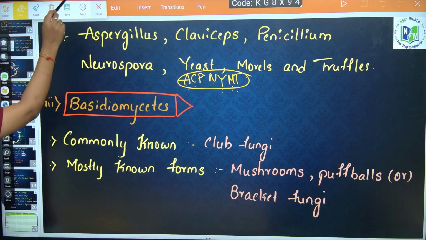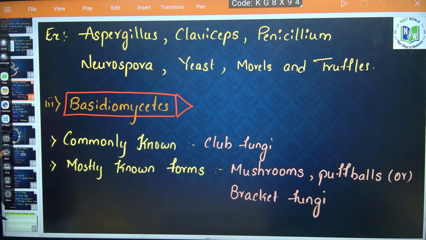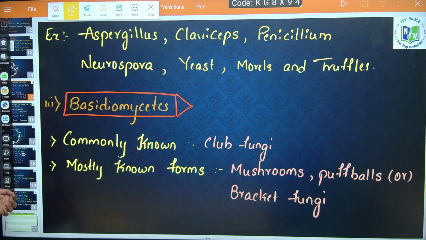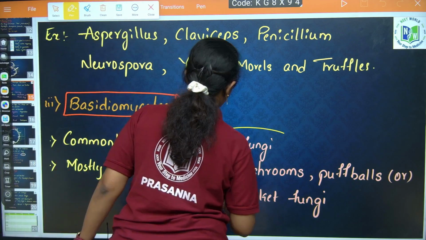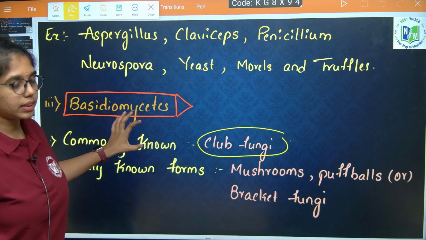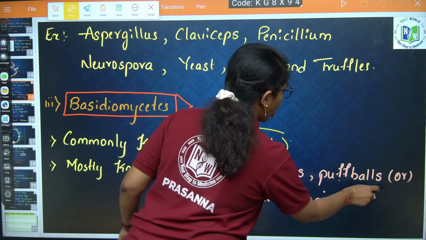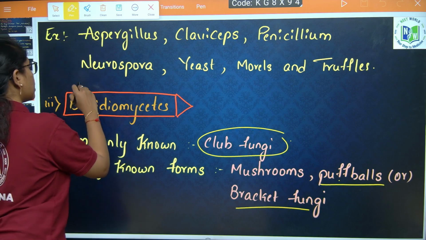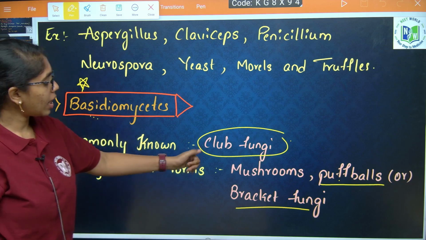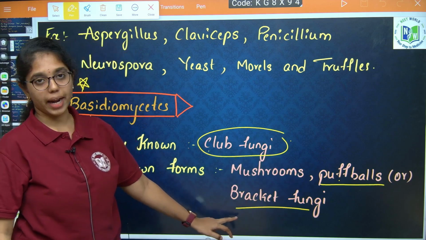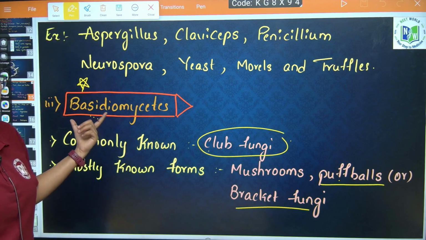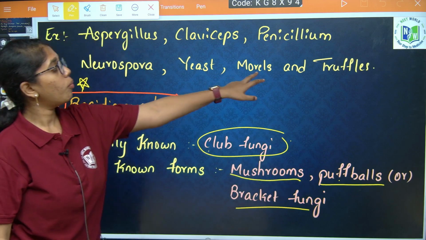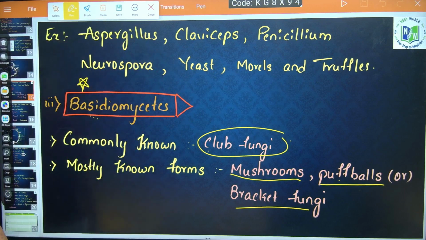The third class of fungi includes Basidiomycetes, which is commonly called club fungi. It is commonly called what? Club fungi. And the mostly known forms of this are mushrooms, puffballs or bracket fungi. Do remember all these synonyms of Basidiomycetes, asked multiple times. These are different types of Basidiomycetes, and mushrooms are also included in which fungi? Basidiomycetes. Morels and truffles come under Ascomycetes.